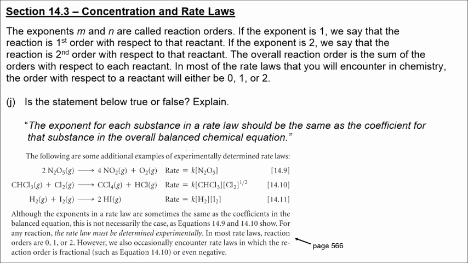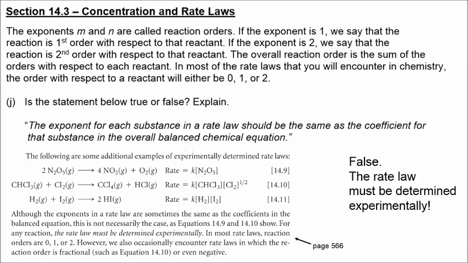As you can see on page 566, we have first order for N2O5 in equation 14.9, and yet there's a 2 as the coefficient in that balanced equation, a 2 next to the N2O5. So, although the exponents in a rate law are sometimes the same as the coefficients in the balanced equation, this is not necessarily the case. So the rate law must be determined experimentally.